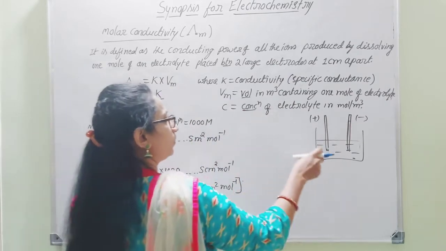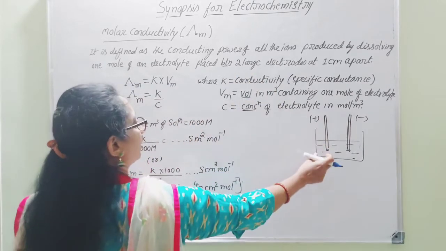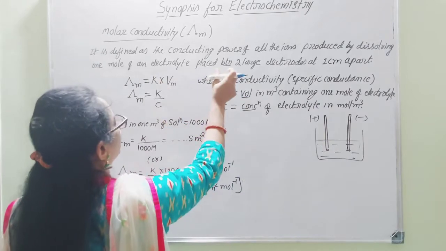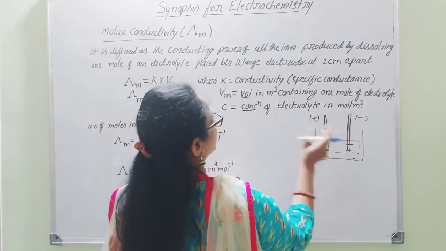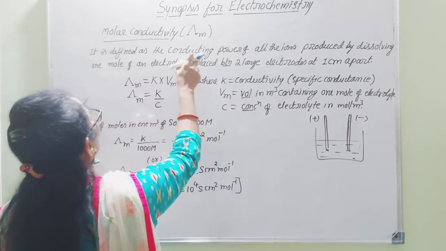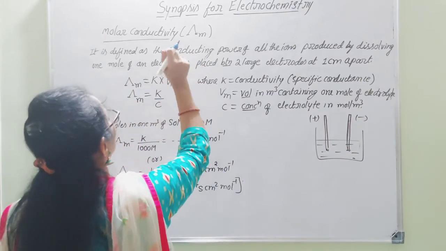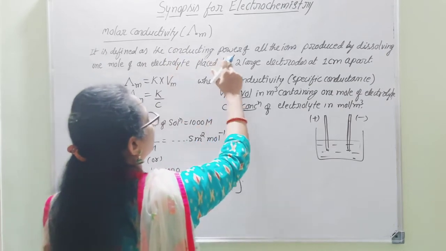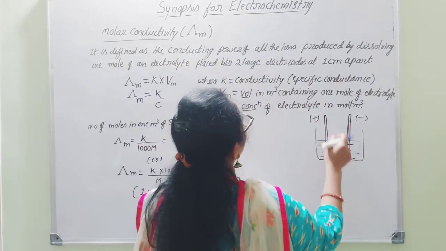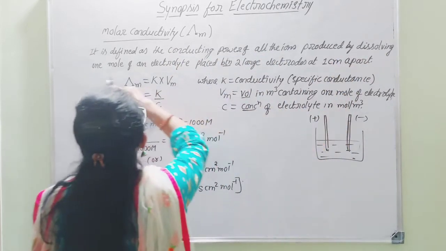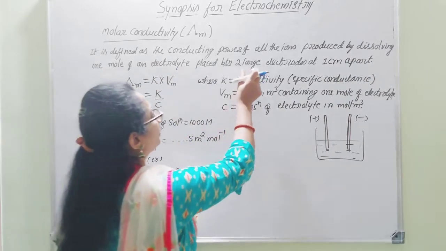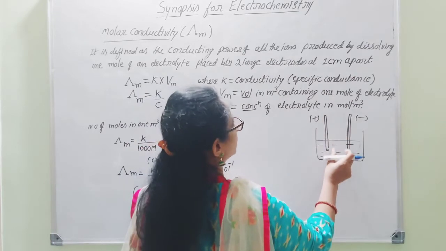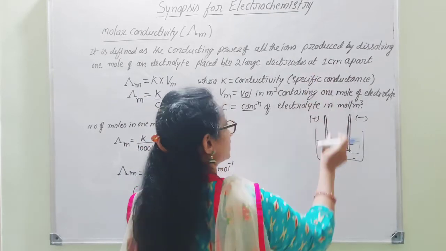If you are taking 1 mole of sodium chloride in this electrolytic solution, then in this cell these two electrodes are separated by 1 centimeter. Then how can we define this conductivity? It is defined as the conducting power of all the ions produced by dissolving 1 mole of an electrolyte that is placed between two large electrodes which are separated by 1 centimeter.